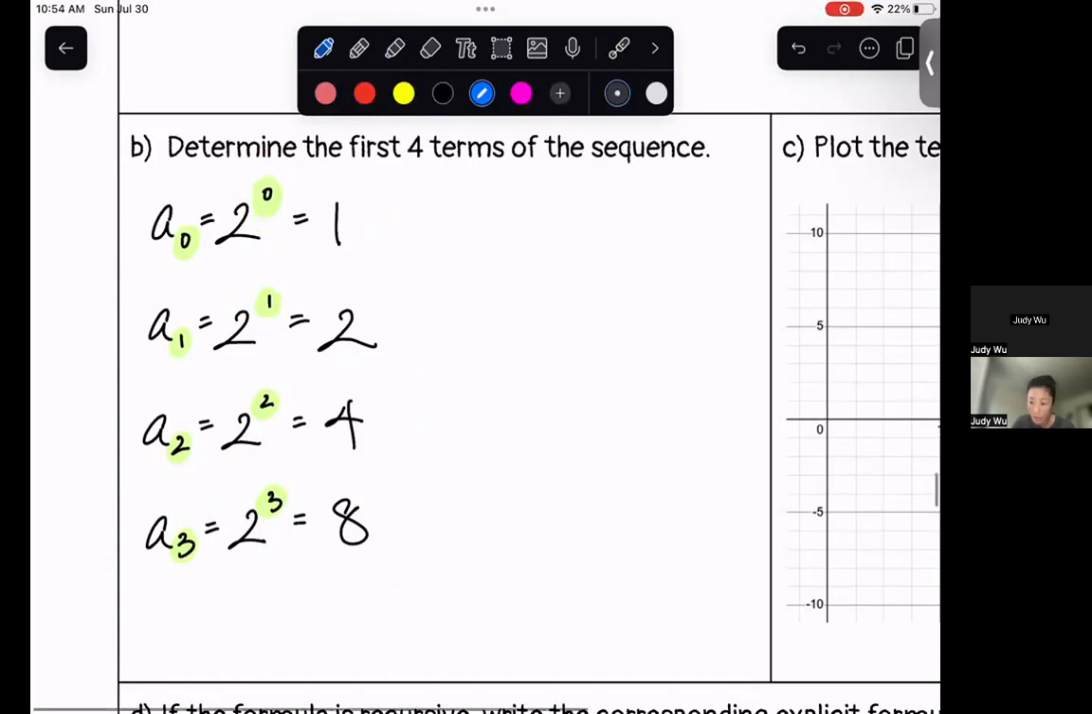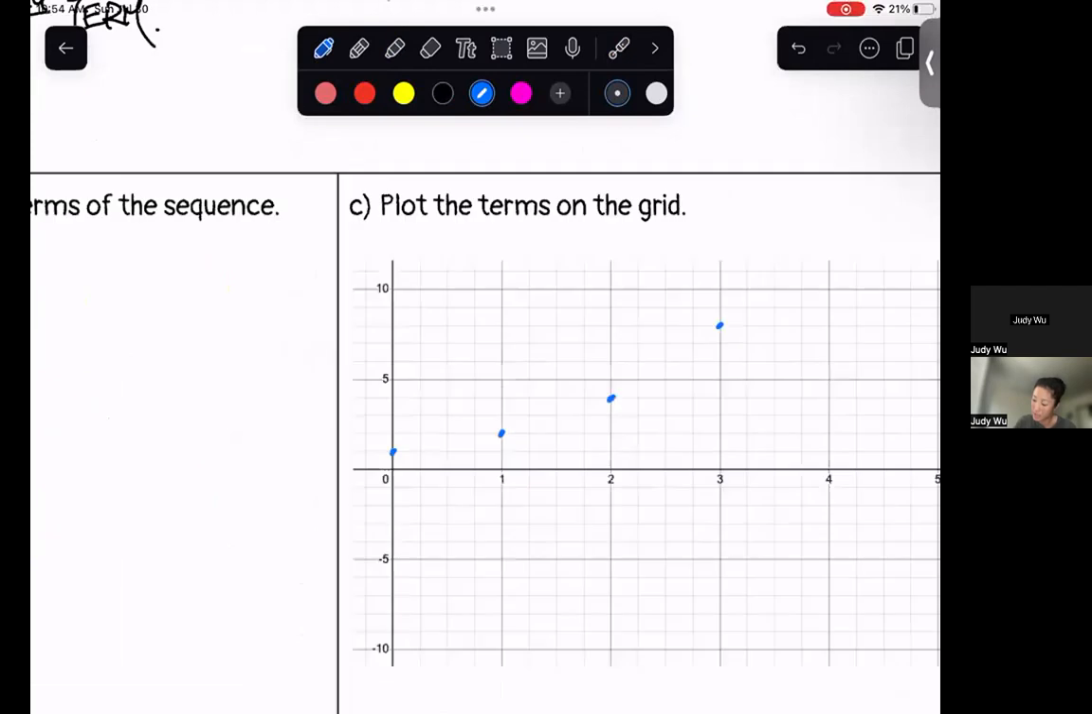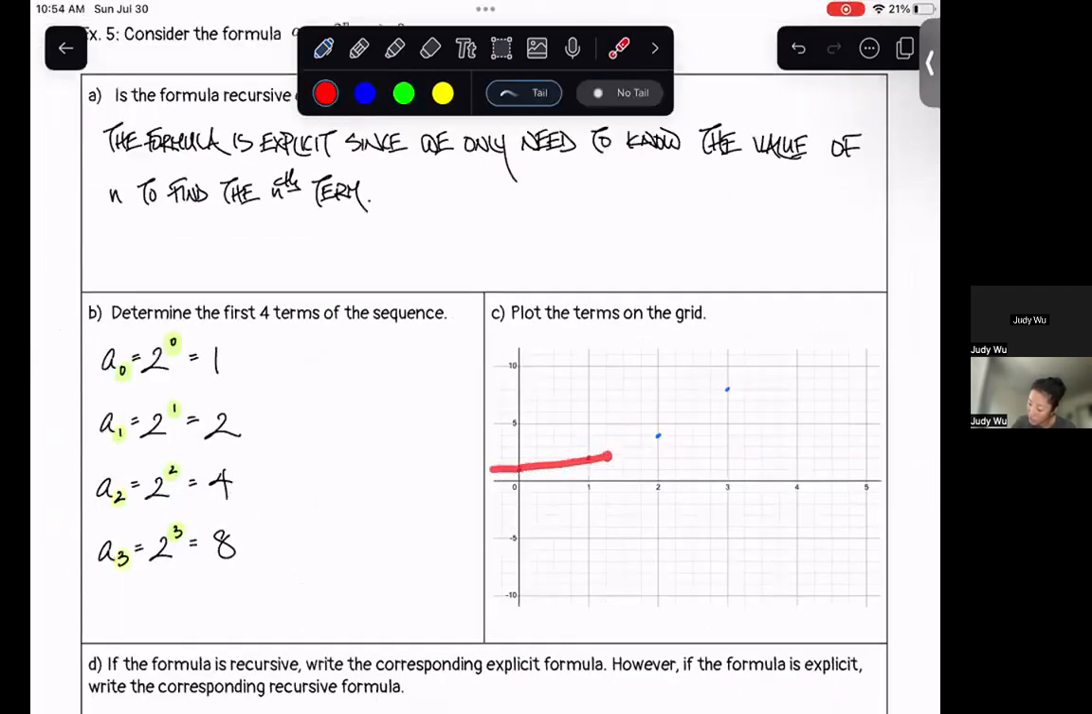Let's do that in the blue again, just to make it a little easier to see. (0, 1), and we've got (1, 2), (2, 4), and (3, 8). Now, I am not going to connect these, because again, this is a discrete function. We do not connect them. But if we were to find the a sub 4, that would be up here at 16. And that might be a little easier for us to see that we actually have which parent function? That's right. We have an exponential parent function here.